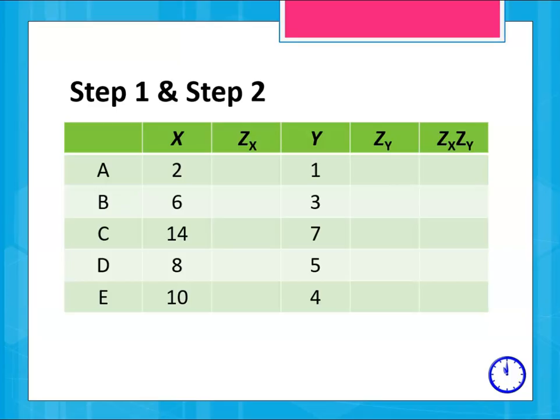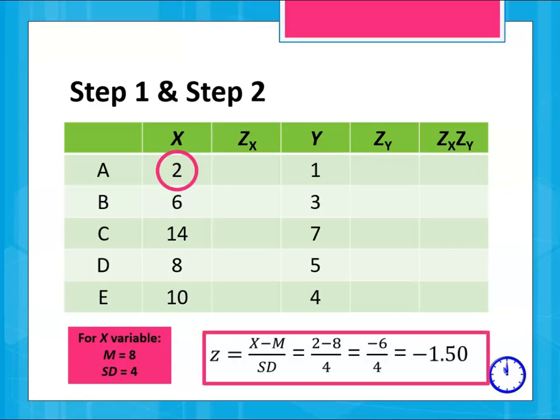For example, for the X variable, we will use a mean of 8 and an SD of 4, and the X score of 2 to calculate the Z score of Z equals negative 1.50. You will then place the final answer in the table here.